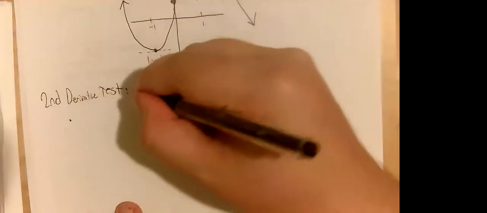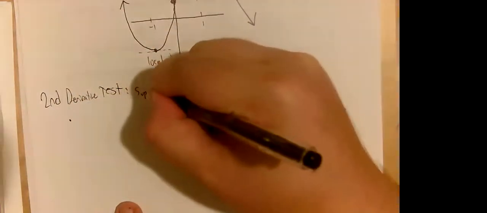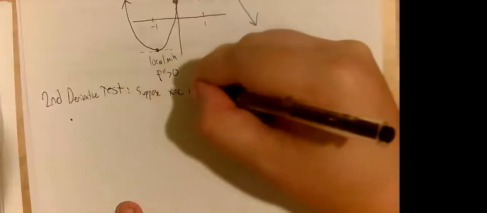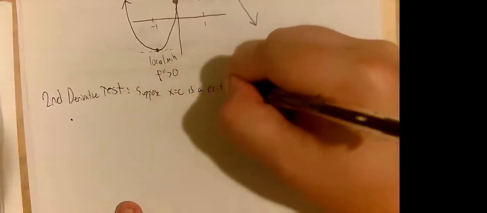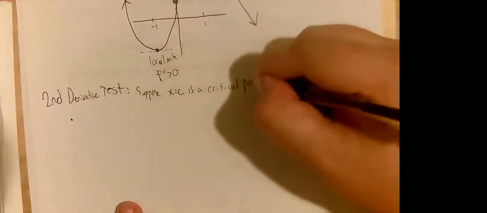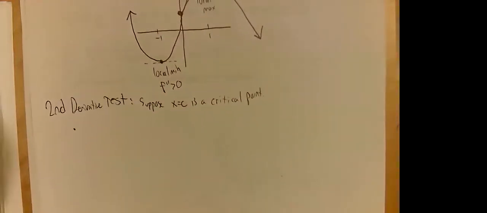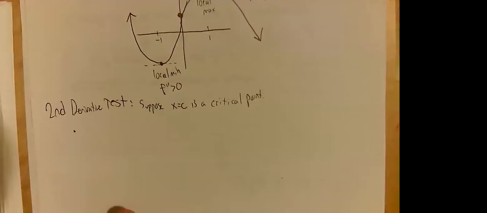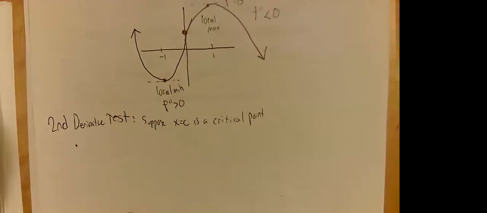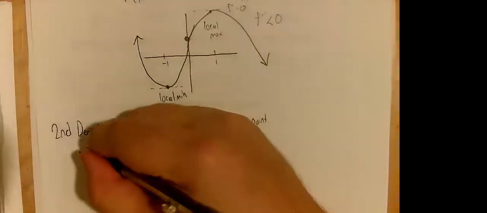Okay, so for the second derivative test, suppose x equals c is a critical point. Remember, local maxes or mins can only happen at critical points, and critical points are where the derivative is 0 or undefined, and it's in the domain of your function. All right, so if we have x being c, then there's one of three scenarios here.